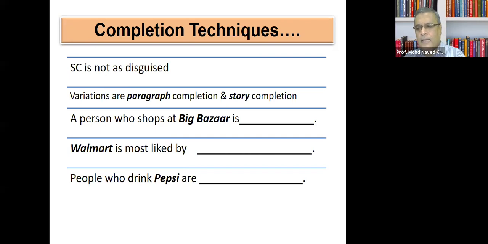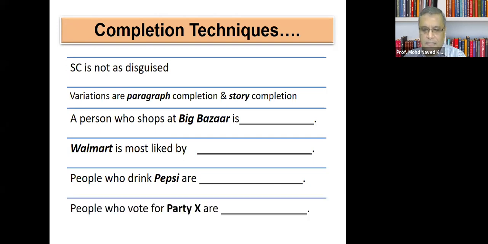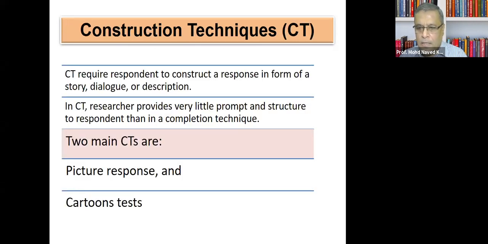You can tell the respondent to write, for example, a few words, or you can ask the respondent to complete this or write an entire paragraph on it. It depends upon the objectives of the research, and also upon who the researcher is. So, people who vote for party X are. These are the various formats in which it can be used: who shops at Big Bazaar, Walmart is most liked by, people who drink Pepsi are, people who vote for party X are, and so on. These are the different ways in which it can be used in reality.